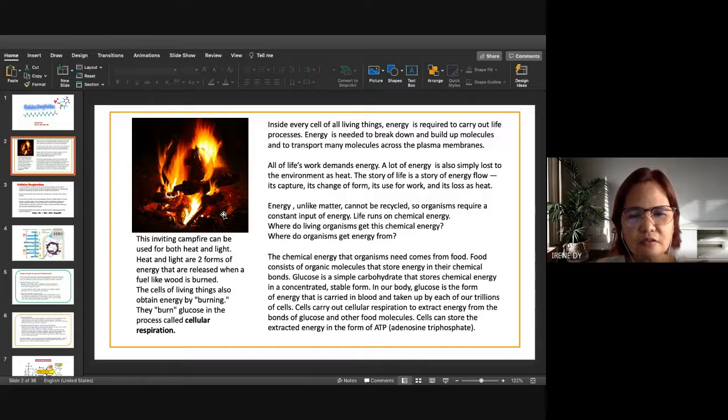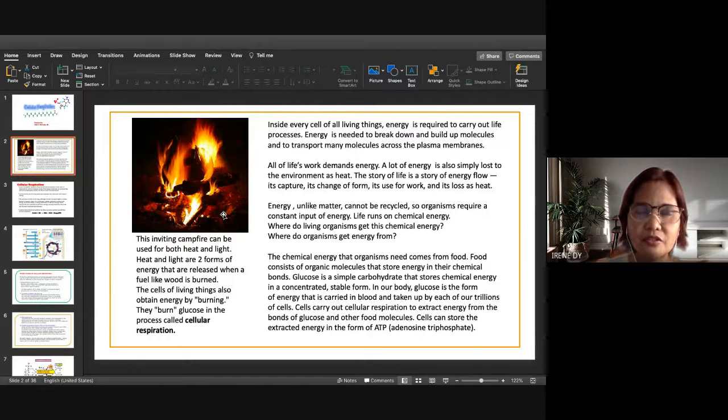So, just like us, no, the cells of living things also obtain energy by burning. Not literally burning, no, but we need the energy to burn all the substances that we take inside the body that we need to convert into energy for our everyday living. Okay. So basically, the burning of that glucose or the process of metabolizing glucose that we take inside the body is actually called cellular respiration. So every cell of a living thing's energy is required.